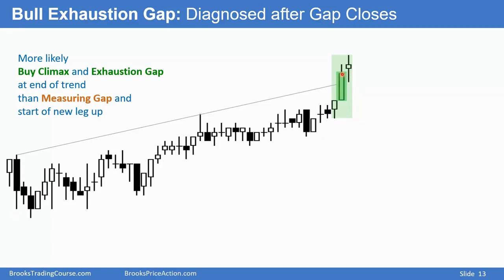It's a big bar. Every big bull body is a breakout, a spike, but it's also a buy climax. The bulls are hoping this gap between this low and this high, between this close and this high, will lead to a measured move up from here to here and then way up on the screen. More likely, the gap is going to close and become an exhaustion gap, and this bar will therefore be an exhaustion gap bar.